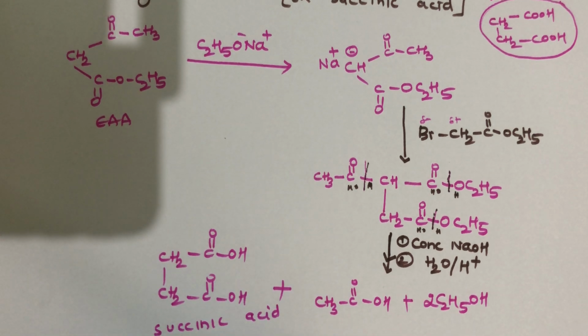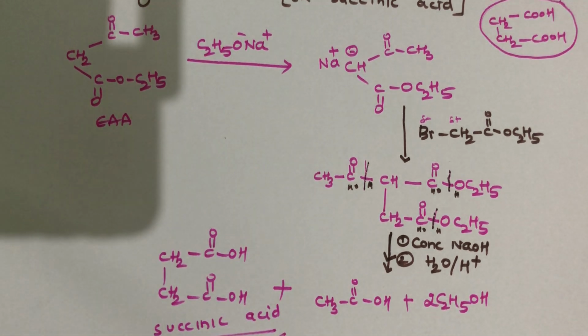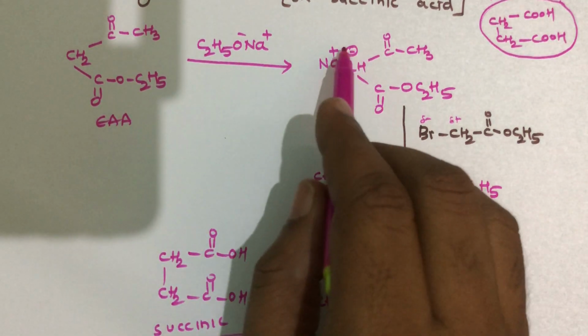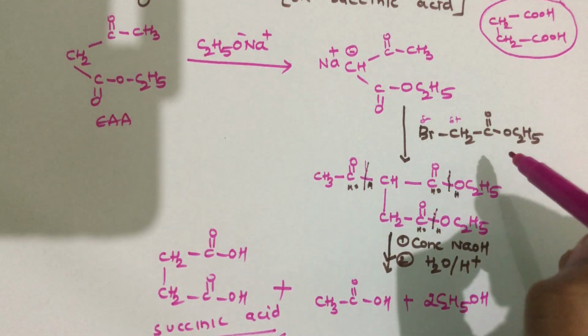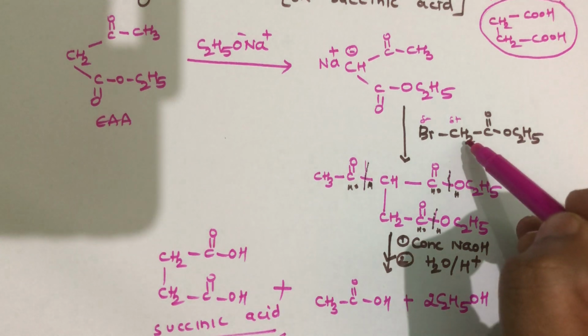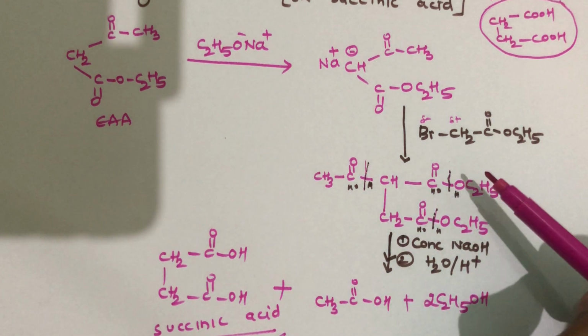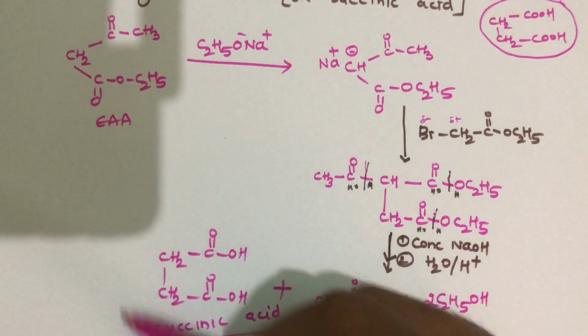You get succinic acid. Very simple reaction. First the proton is removed and then it is treated with bromoester. So this bromoester forms a bond with this, and then a simple hydrolysis will give this molecule.